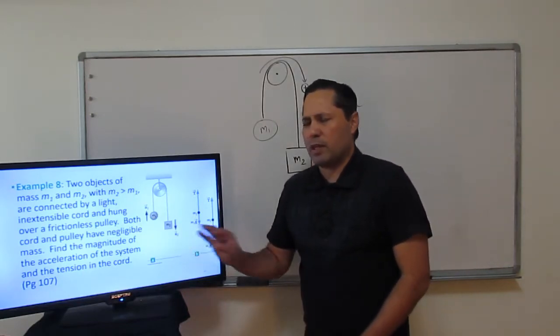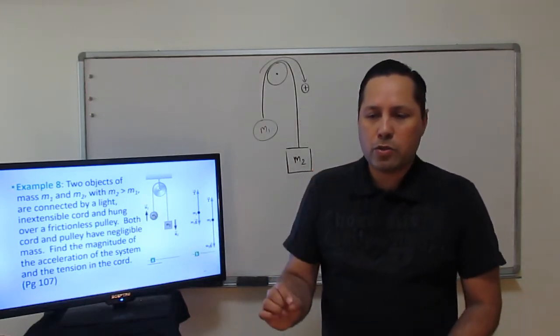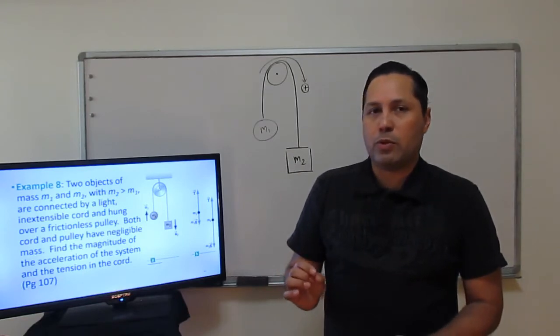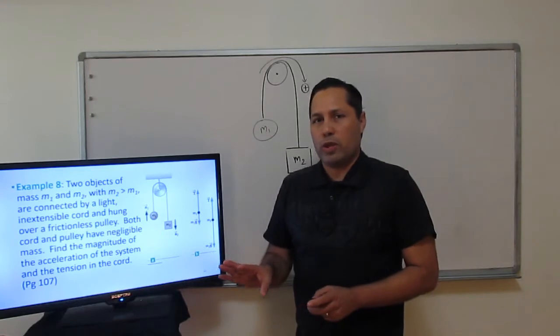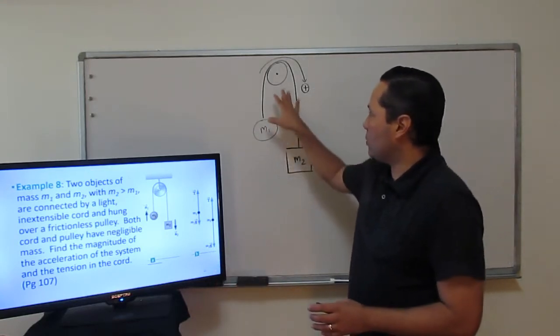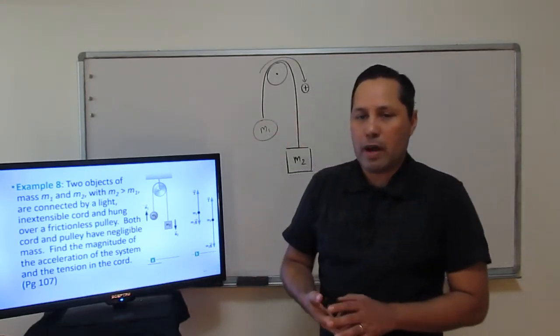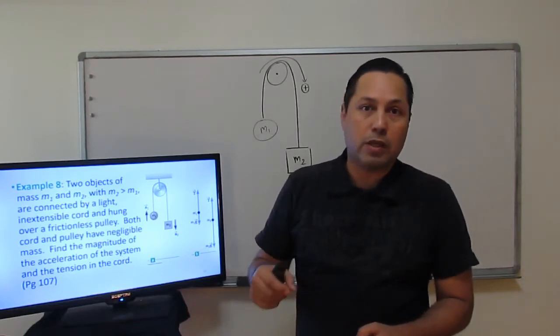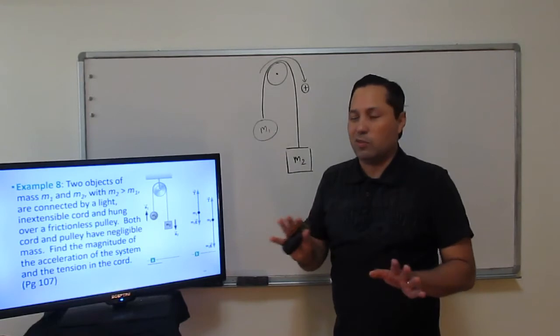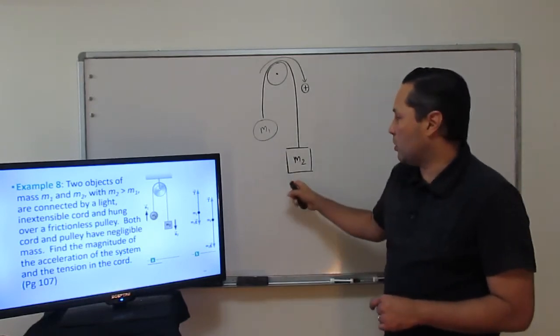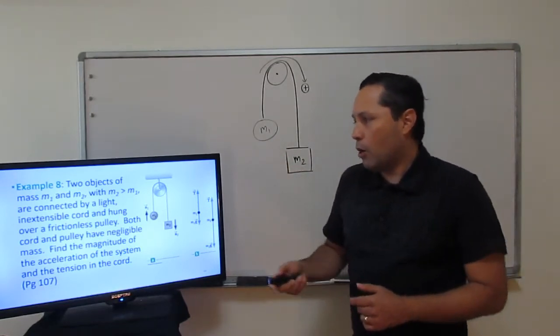Alright, let me pause right there and talk a little bit about why they do not want the pulley and the string to have mass. They want you to ignore that. Just focus on the two masses. They don't want you to think about the inertia of the pulley, because there is some. They don't even want you to think about the friction of the pulley. We're just focusing on the acceleration due to the mass. Alright, let's go ahead and continue.